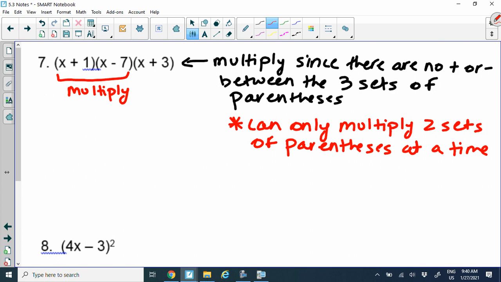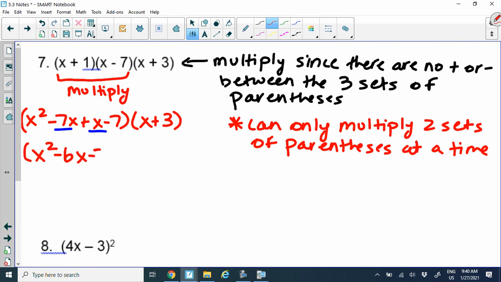Okay, so I'm going to do x times x. Of course, that gives me x squared. I'm going to leave this in parentheses because I'll have to multiply by the x plus 3. I get minus 7x plus x and minus 7. Now, before I multiply this with this x plus 3, I'm going to simplify, meaning I'm going to combine my like terms. So negative 7x and the x. So I have x squared minus 6x minus 7.